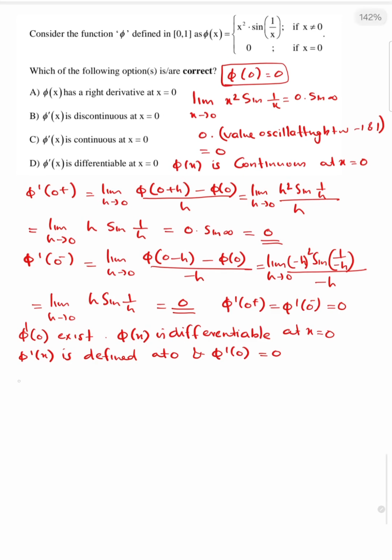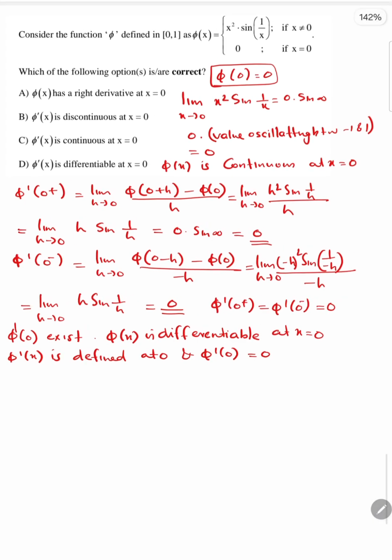Now what is phi dash x? Let us find phi dash x. When x is 0, it is 0. That we understood. So when x not equal to 0, what will be phi dash x? How to find it? Because they have given this part: phi of x is x square sin 1 by x when x not equal to 0. So when x not equal to 0, what will be the derivative? Differentiate it. You should use the UV rule.